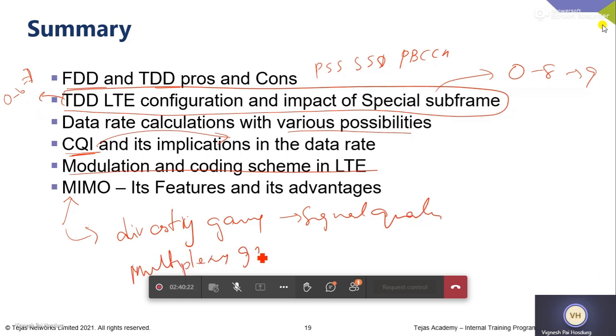Okay, so we have finished with the summary. Any doubts before we get into the quiz?